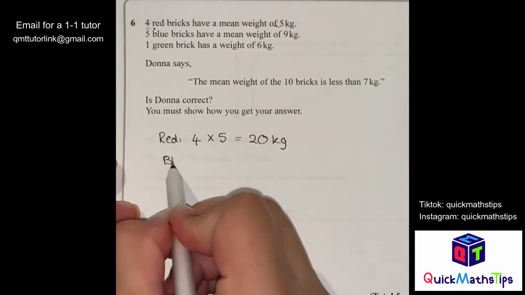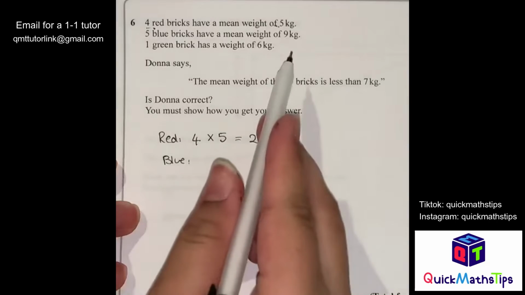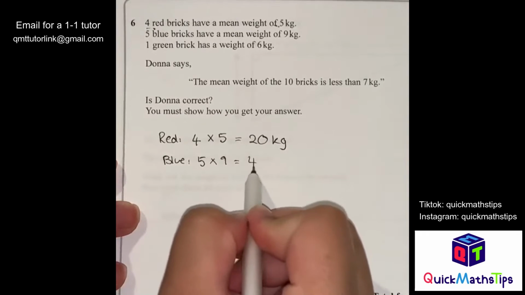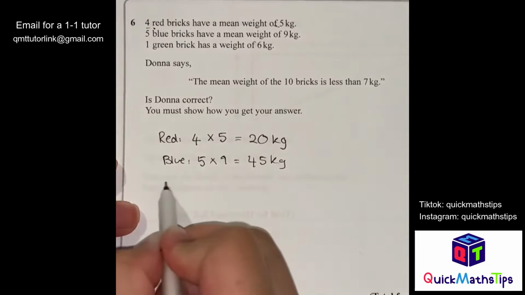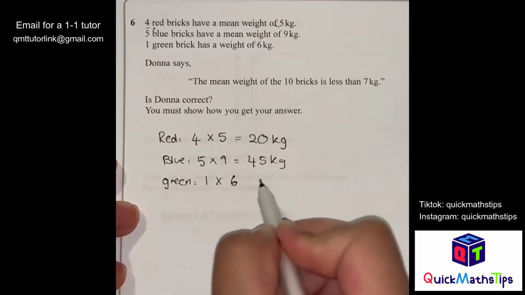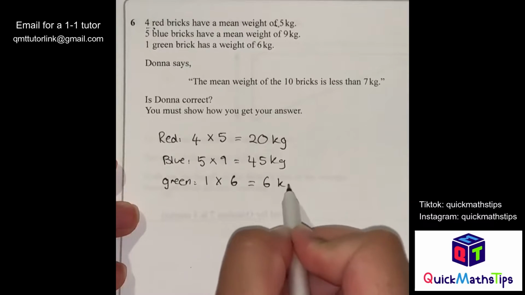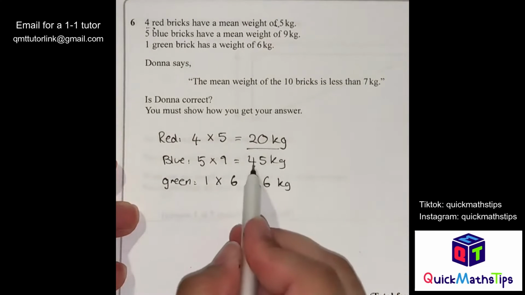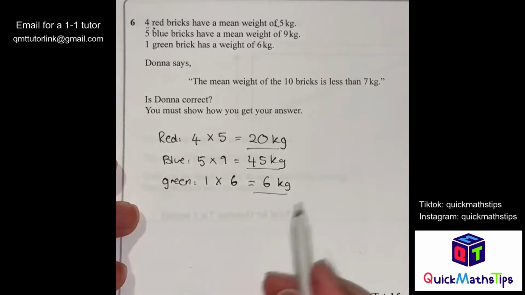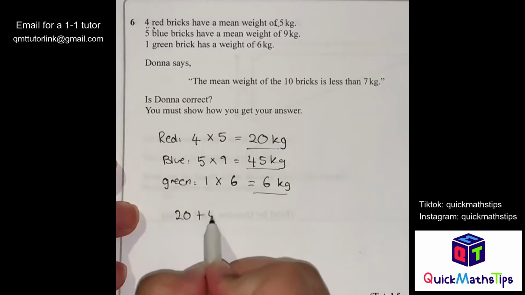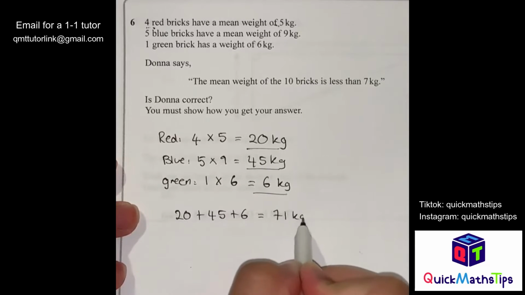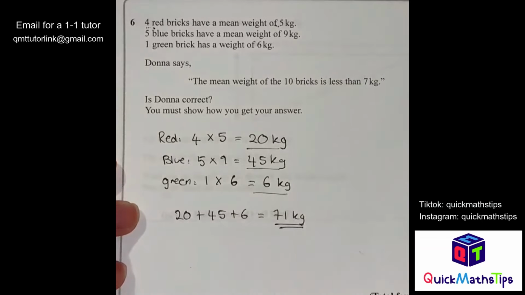Now we're going to do the same thing for the blue bricks. There are 5 of them and they have a mean weight of 9. So 5 multiplied by 9 is going to be 45 kg. And we're going to do the same thing for the green. There is only 1 green brick and it has a mean weight of 6. So 1 multiplied by 6 is 6 kg. Now we're going to add the total weights of all 10 of them together. There are 10 bricks. 4 add 5 add 1 is 10. So 20 add 45 add 6 is going to be 71. So they all have a total weight of 71 kg.